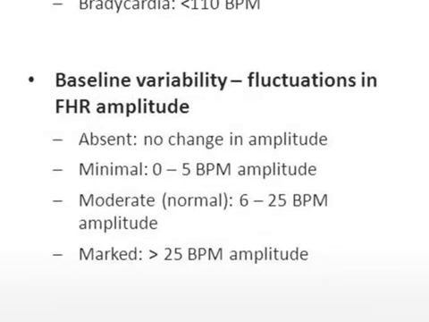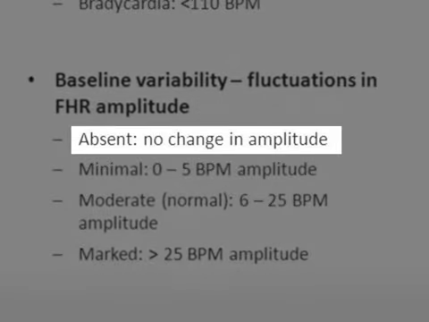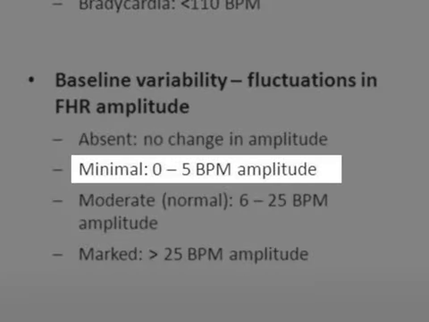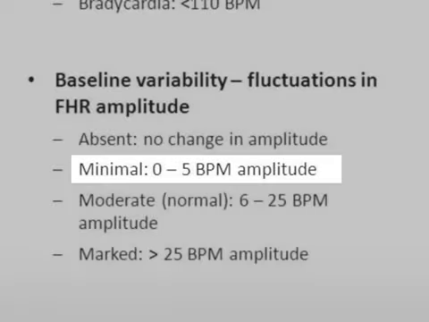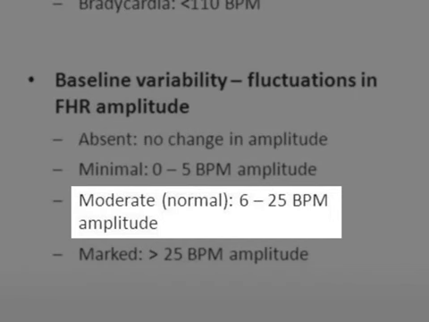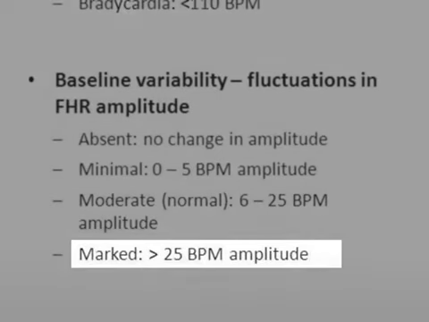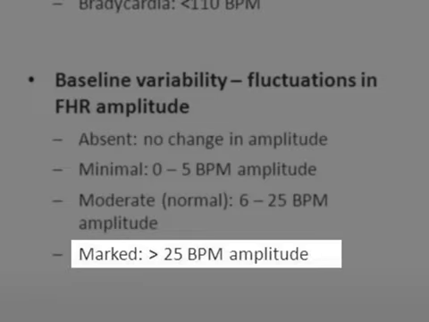Next, we look at the baseline variability. This is fluctuations present in the fetal heart rate amplitude. The amplitude is measured from peak to trough in beats per minute and are usually irregular in frequency. Persistent, absent, or minimal variability is a sign of fetal compromise. Absent variability shows no change in amplitude. Minimal variability is 0 to 5 beats per minute change in amplitude. Moderate variability is 6 to 25 beats per minute change in amplitude, and this is the normal baseline variability that should be observed in a fetus. Marked variability is greater than 25 beats per minute change in amplitude.